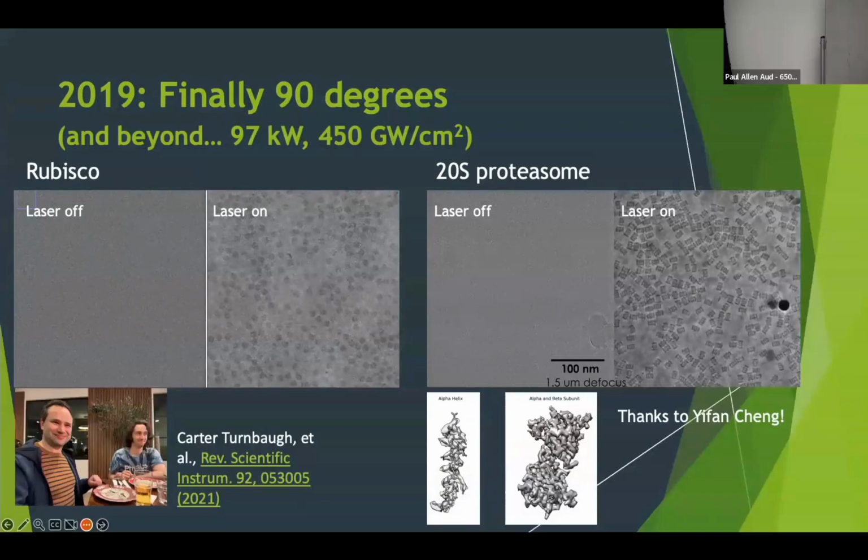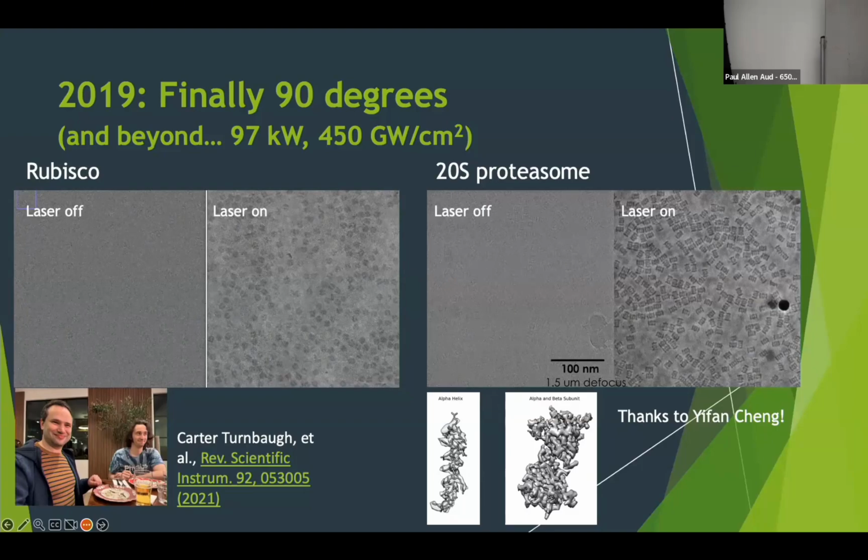So we exceeded the 75 kilowatt, 300 gigawatt per centimeter squared that we were shooting for by quite a bit, and took images of Rubisco molecules. This is involved in photosynthesis, and 20S proteasome, which is a molecule which has a housekeeping function in cells. So those are not biologically stunning results, but these are results that were the first to really show us that this is working. And from images like that, we got a 3D reconstruction of the proteasome molecules.